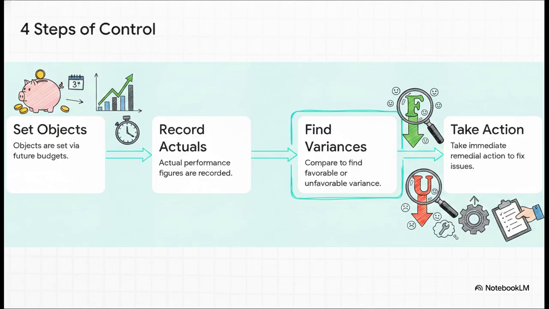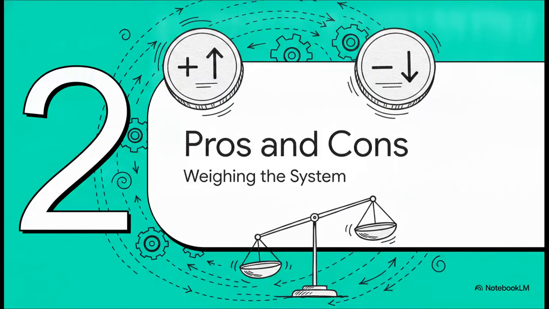This brilliantly simple F and U marking allows managers to instantly spot underperforming areas. And finally, step 4, take remedial action. You continue to strengthen the Fs and develop an immediate plan to fix those Us. Moving right along to Section 2, the pros and cons, weighing the system.